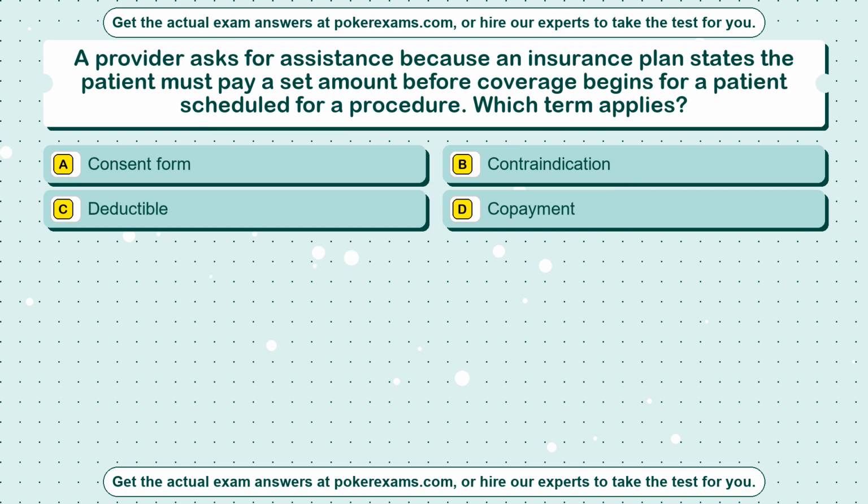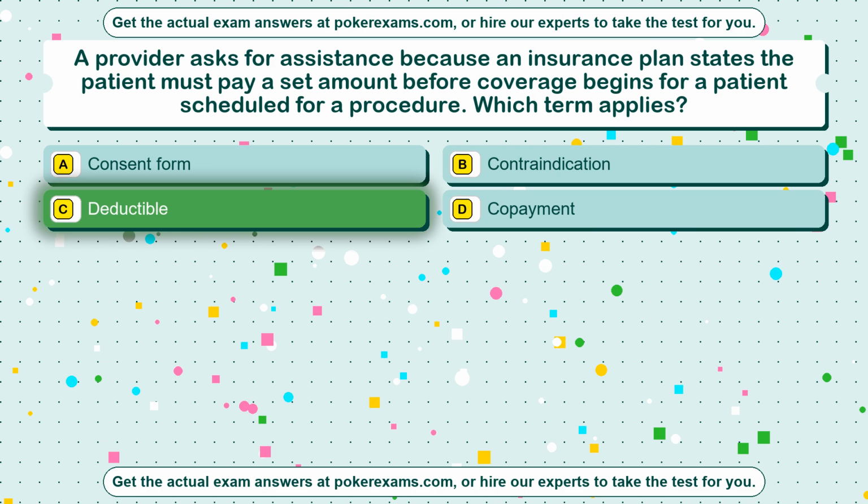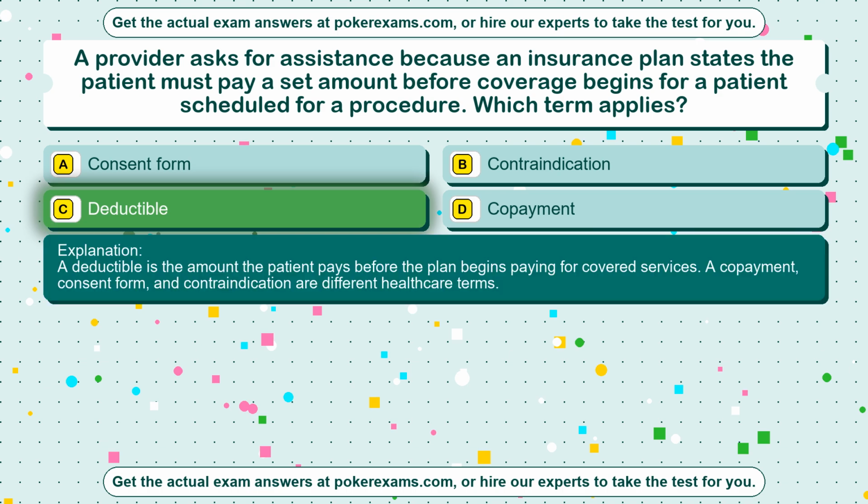Question 62. A provider asks for assistance because an insurance plan states the patient must pay a set amount before coverage begins for a patient scheduled for a procedure. Which term applies? Option A, consent form. Option B, contraindication. Option C, deductible. Option D, copayment. The correct answer is option C, deductible. A deductible is the amount the patient pays before the plan begins paying for covered services. A copayment, consent form, and contraindication are different healthcare terms.